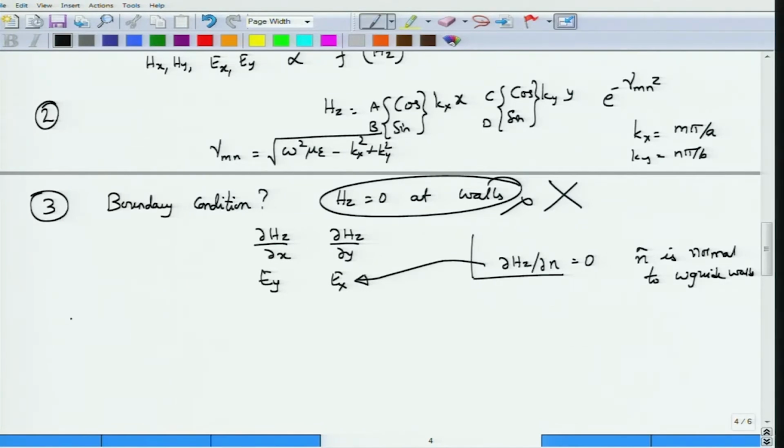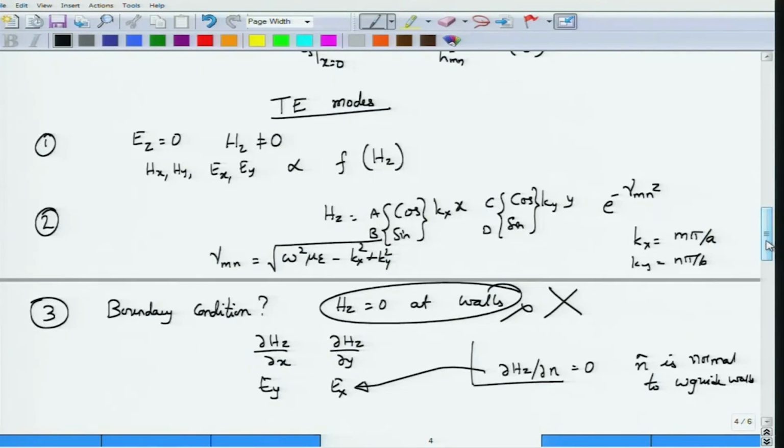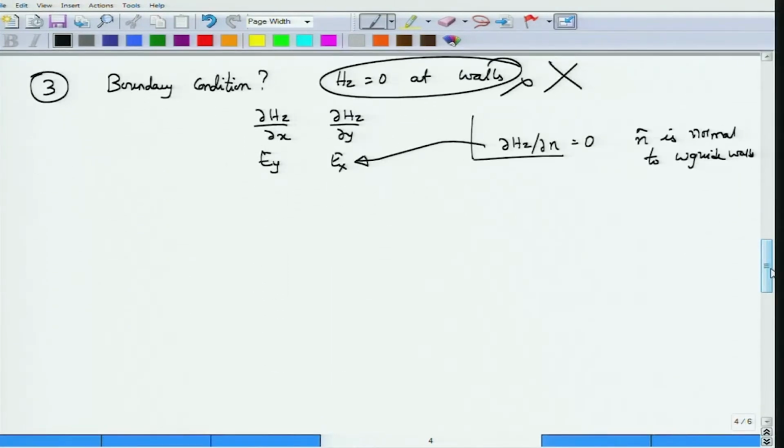So I will not actually solve this one. The solution is very simple. Once you know what Hz is, you need to differentiate it to obtain del Hz by del x and del Hz by del y, and appropriately substitute the conditions at the x equal to 0, x equal to a, y equal to 0 and y equal to b walls. You do all those things and you will be able to show that b is equal to d is equal to 0. I will leave this as an exercise to you. The solution is very simple.